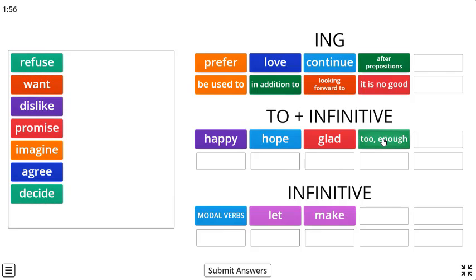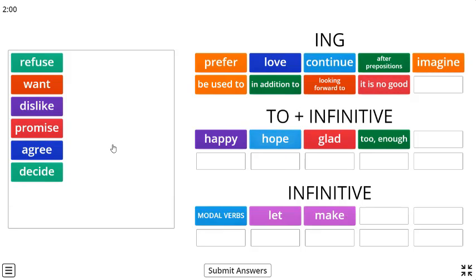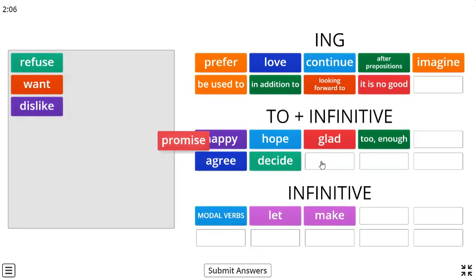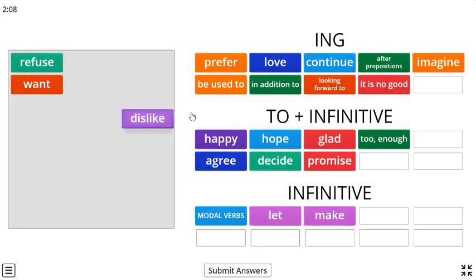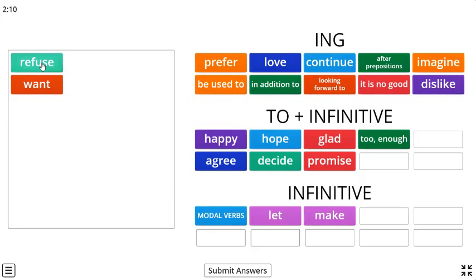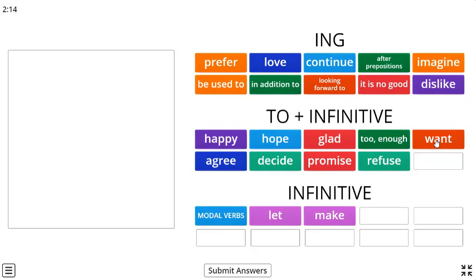What about imagine? Yes, it's with an ing form. Agree to, great. Decide to, promise to, dislike doing, refuse to, and want to. Are you sure about your answers? Let's verify.